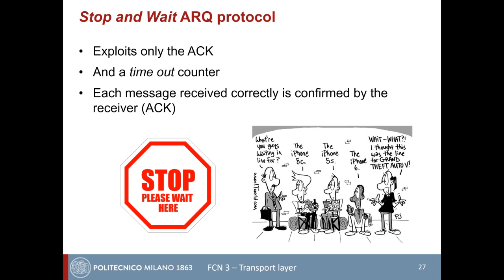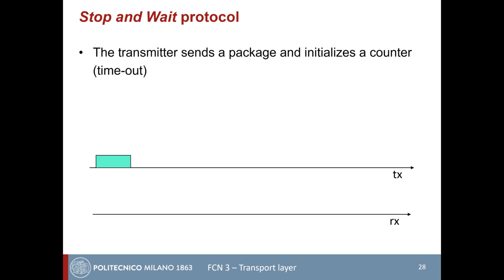So how can the transmitter understand if the packet has been transmitted correctly or not? Actually, it should be packet. The transmitter sends a packet and then starts a counter, initializes a counter. So it starts counting time, and this counter goes on. Okay. So what happens after the transmission of the packet inside the receiver?